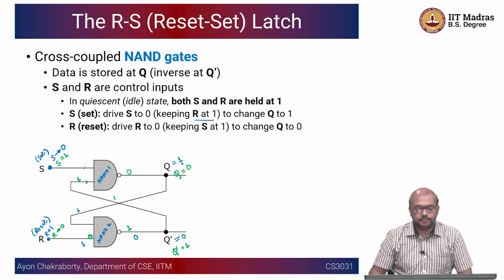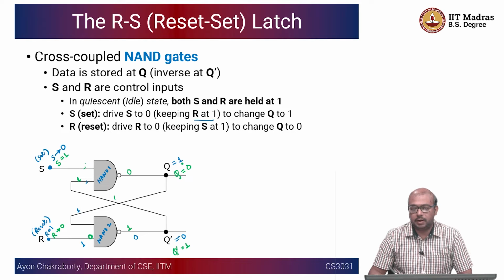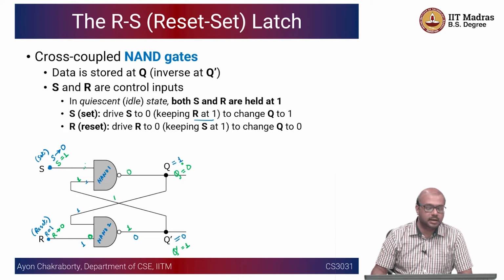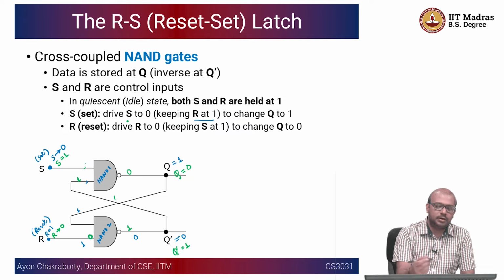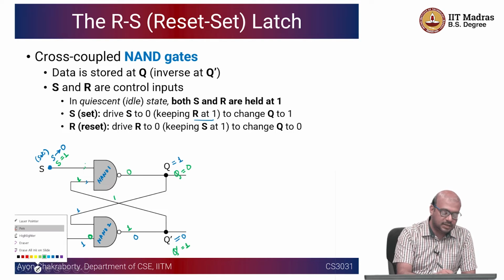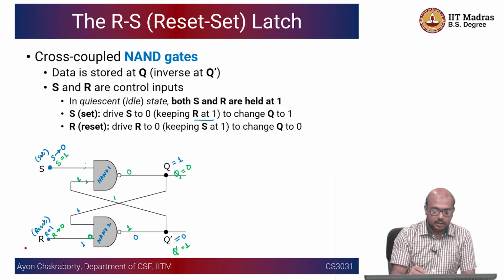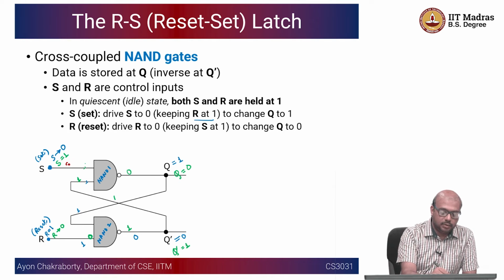What happens if you do the first thing, right? If both of them are held at 1, that is kind of important. So if both of them are held at 1, what does it do? That's an important question. We need to understand that. That is called the quiescent or idle state. So you can try this thing out, not a big deal. Let's say S is equal to 1 and R is equal to also 1.